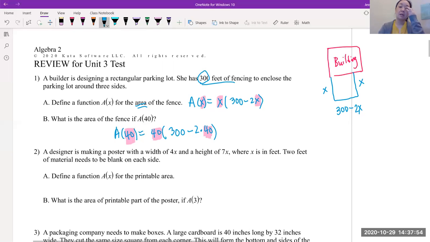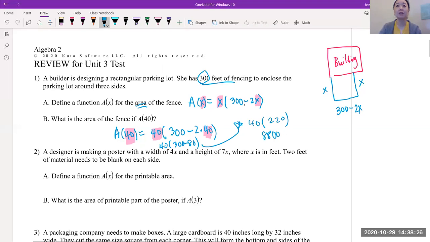So we're using our order of operations here. So we're going to do parentheses first. Inside the parentheses, do we subtract or multiply? Multiply. So I'm going to just write it underneath here. So 40 times (300 minus 80), right? So that's going to be 40 times 220, right? And that's going to be a total of 8,800, right?